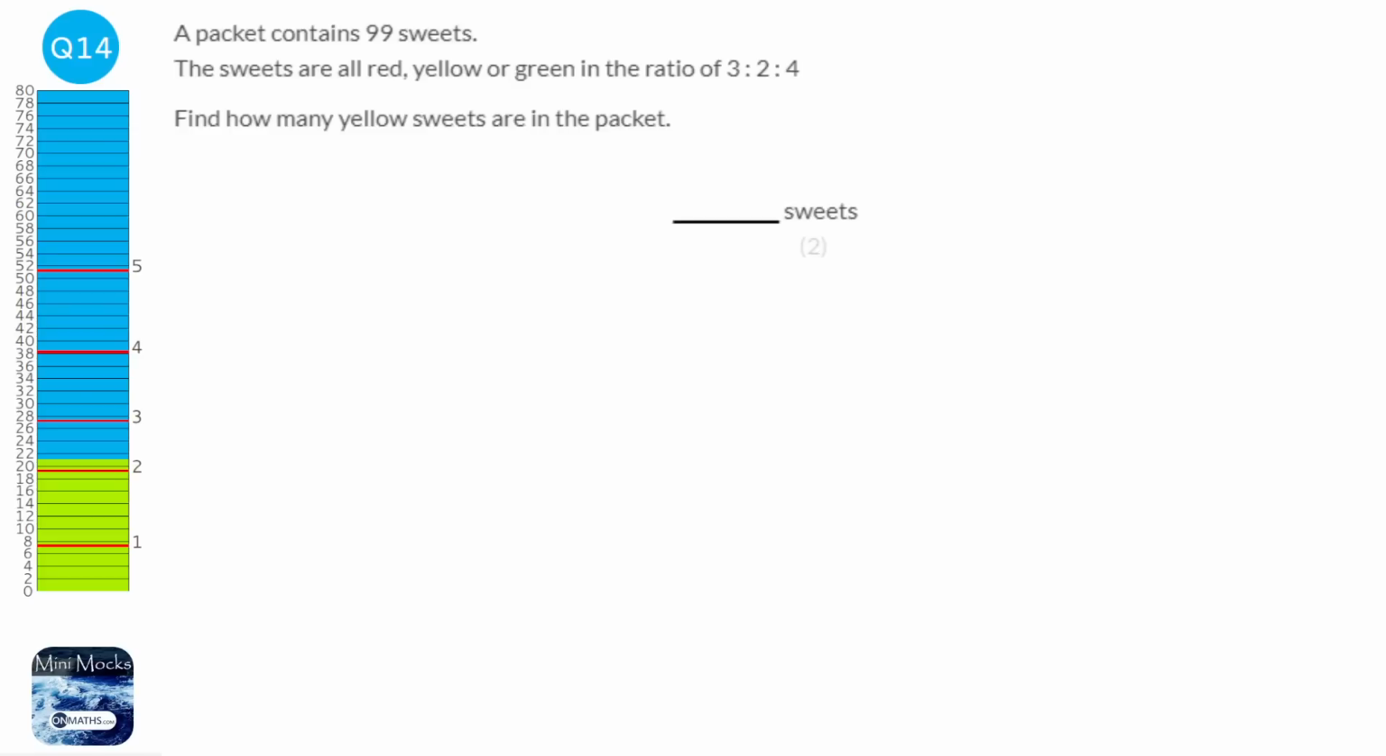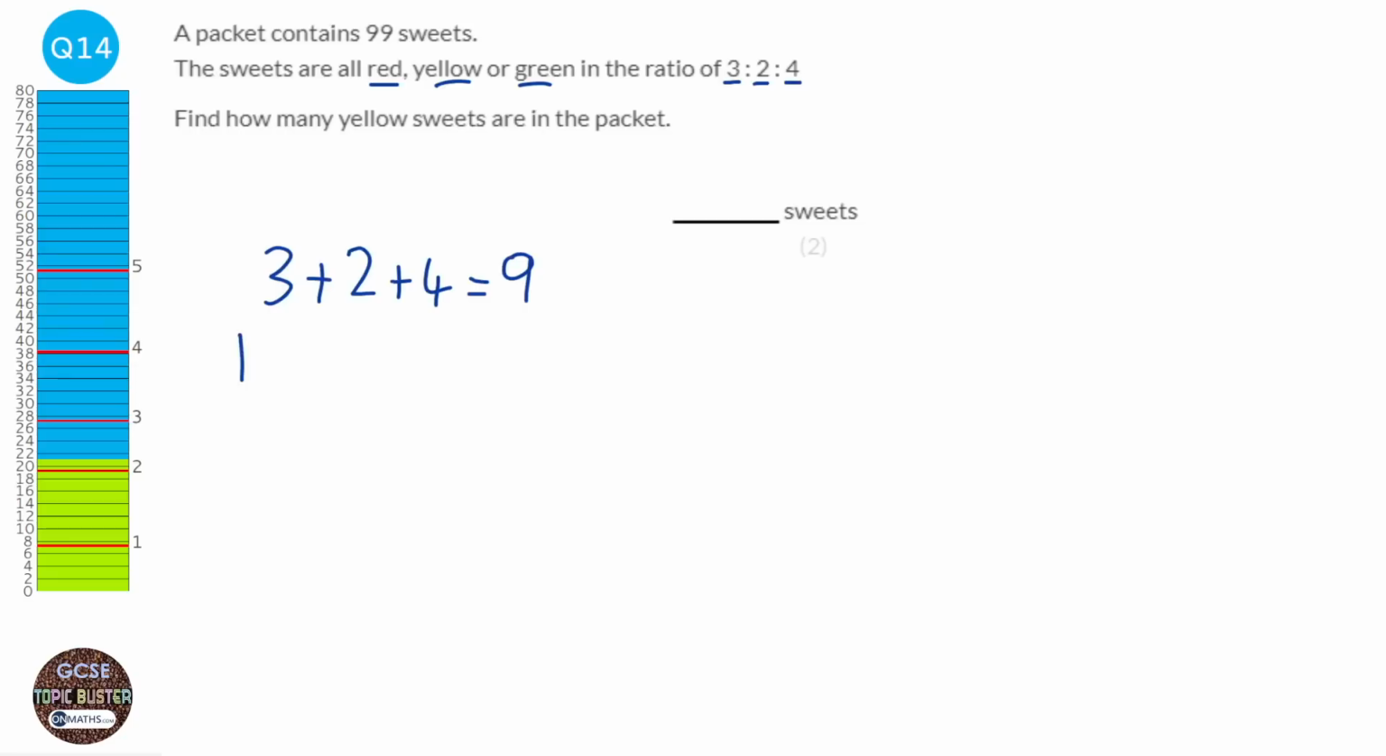So we've got to first of all work out how many parts there are altogether. So we're told that the ratio of red, yellow and green is 3 to 2 to 4. So to work out how many parts there are altogether, we do 3 plus 2 plus 4, which is 9 parts. So there's 9 equal piles of sweets.